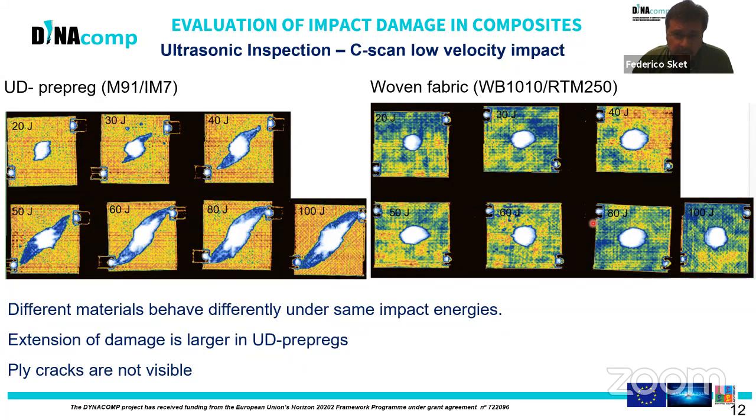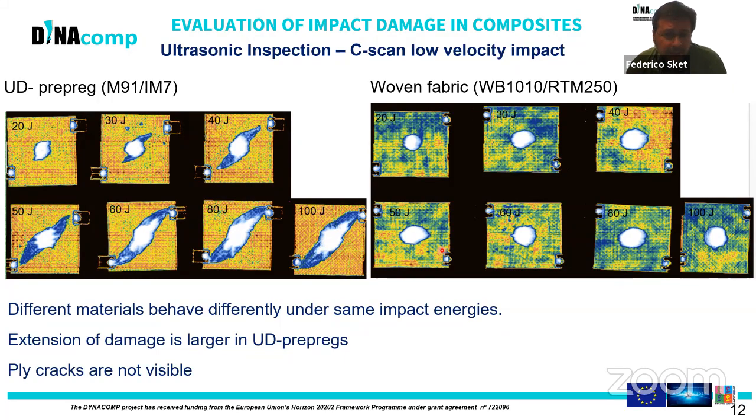In this case, these are C-scans of unidirectional prepregs and woven fabric investigated within the Dynacom project. The specimens are impacted with different energies using a drop weight tower, and a C-scan provides the extension of the delaminated area in all the plies. The different architectures of the materials lead to different damage extensions under the same impact loads. However, this visualization provides very good information on the extension of the damage. It is fast, and it's reliable.